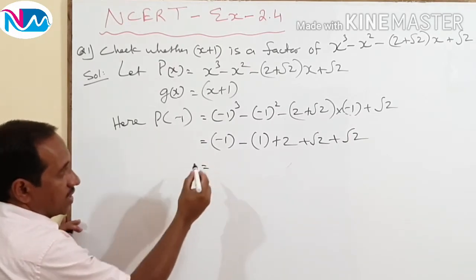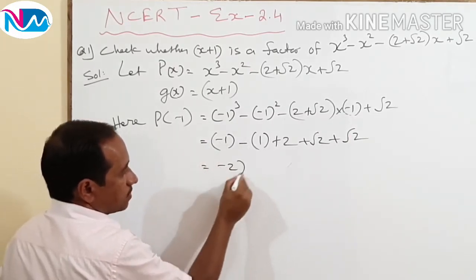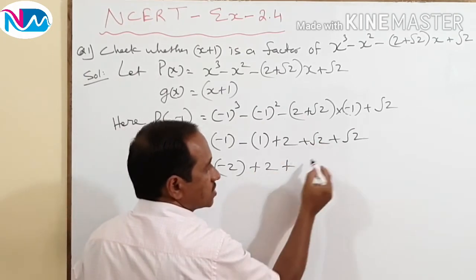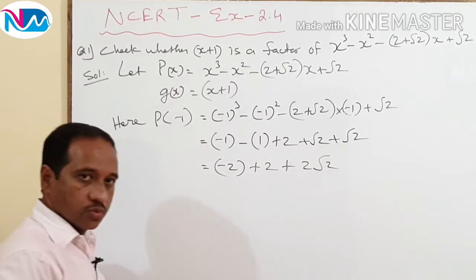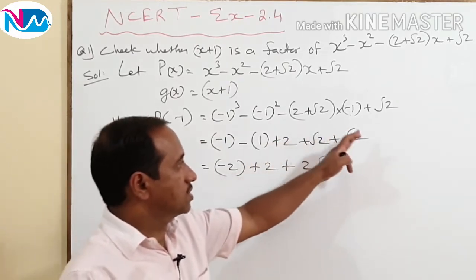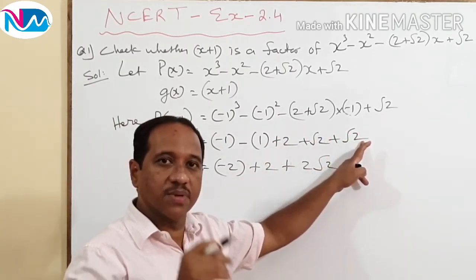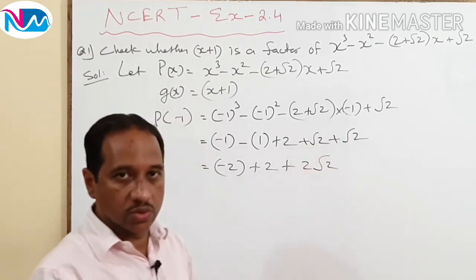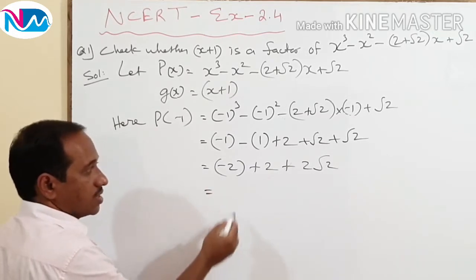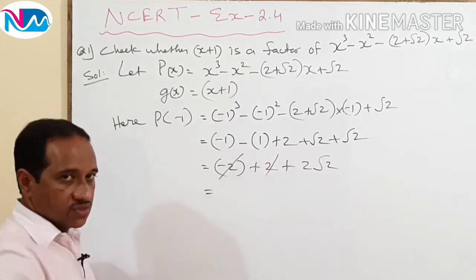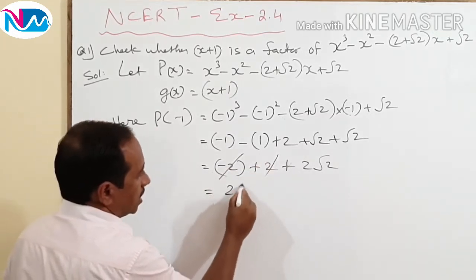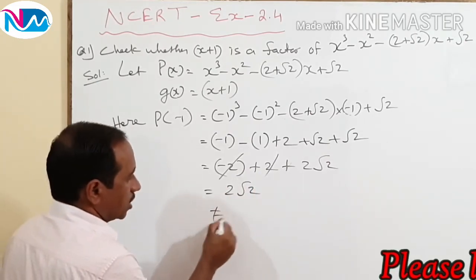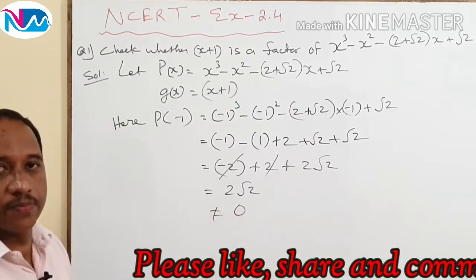On further simplifying, minus 1 minus 1 is minus 2, plus 2, plus root 2 plus root 2 is 2 root 2. Root 2 plus root 2 is just like x plus x, 2x. Here, root 2 plus root 2 is 2 root 2. And we can see minus 2 plus 2 will be 0. And finally, we have 2 root 2. Here, it is not equal to 0.